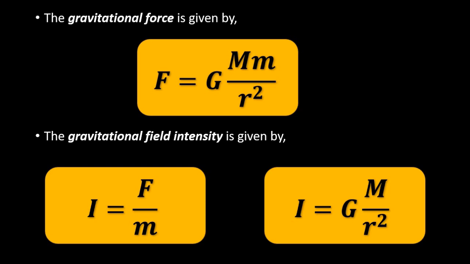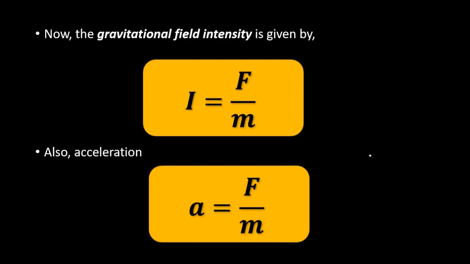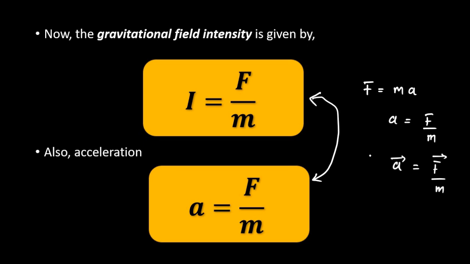Okay, F by M. But we also have, as per Newton's second law, force F is equal to mass into acceleration, or acceleration is equal to force by mass. Also, acceleration being a vector, it can also be expressed as F vector by M. So here both these expressions, gravitational field intensity and the acceleration, they are the same. They have the same expression.